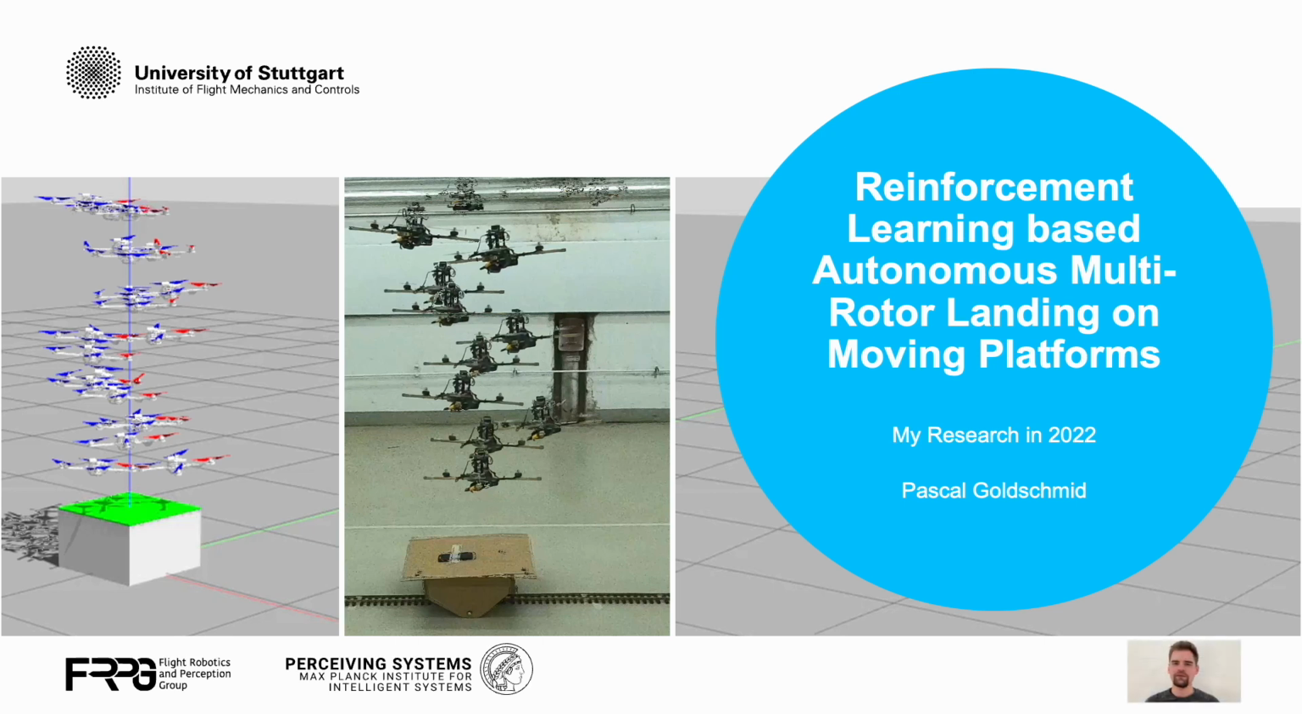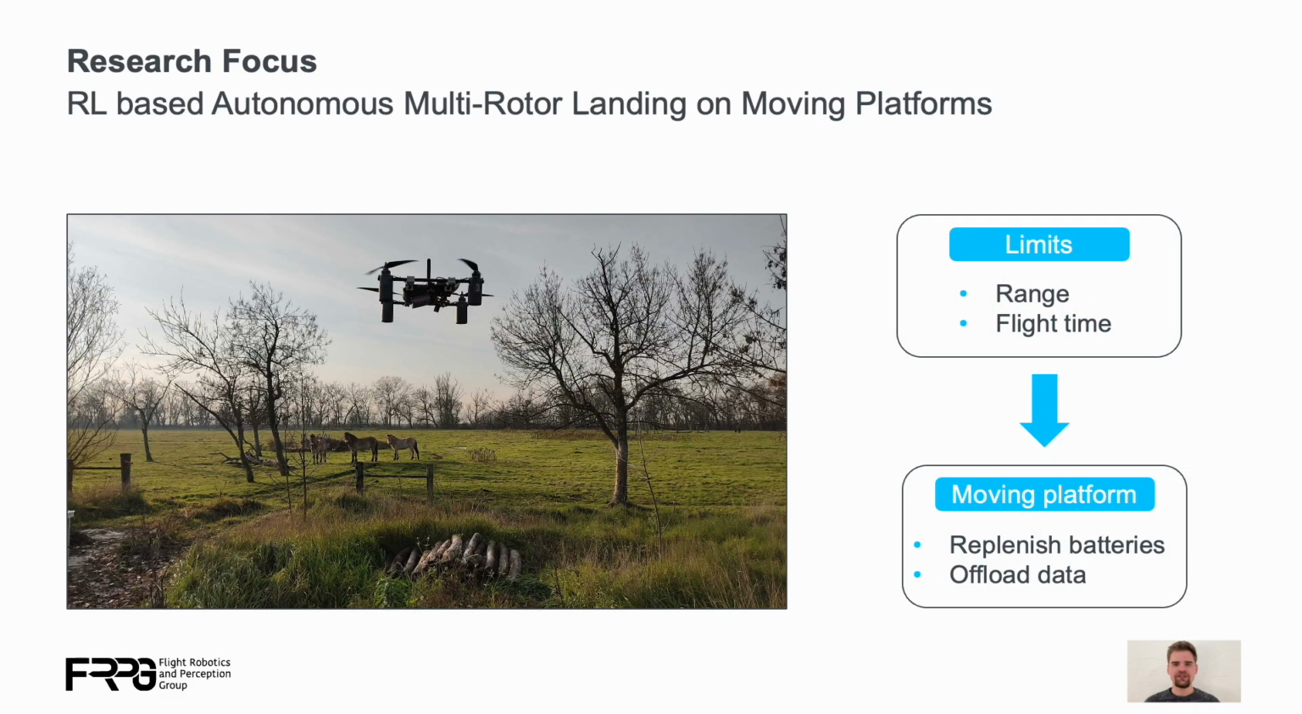Hi everybody, I would like to present a work of this year in which we developed a reinforcement learning based controller for autonomous multi-rotor landing on moving platforms. The motivation is that multi-rotor vehicles have proven to be useful in many scenarios. However, they suffer from comparably limited range and flight time, which is for example required for missions like the observation of wildlife over a longer time span.